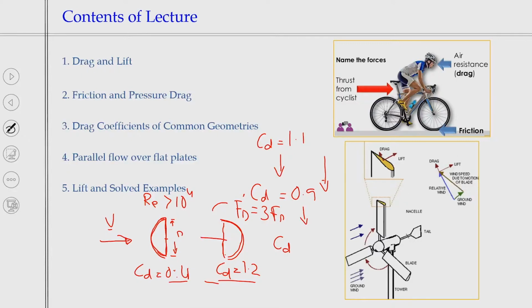The coefficient of drag, more details will come, is nothing else but the force of drag divided by the dynamic pressure, half rho v square, where rho is the density, into the frontal area, which is equivalent to the force due to the dynamic pressure. That ratio is equal to the drag coefficient. That is what you can have.